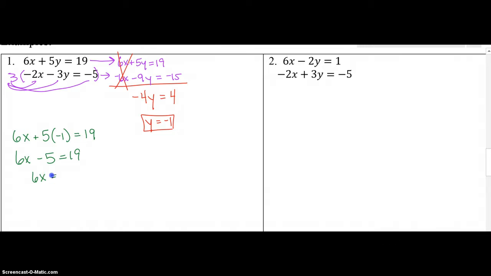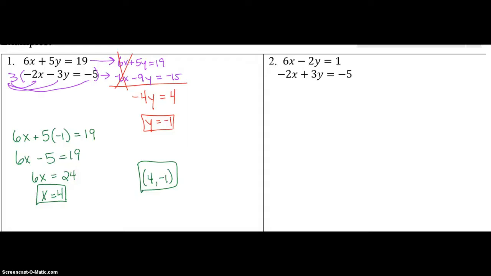So we end up getting 4 for x. 4, negative 1 is our solution. So if you graphed these two lines, they would intersect at 4, negative 1. If you plugged it back in, you would get a true statement for each of those. That is the solution.